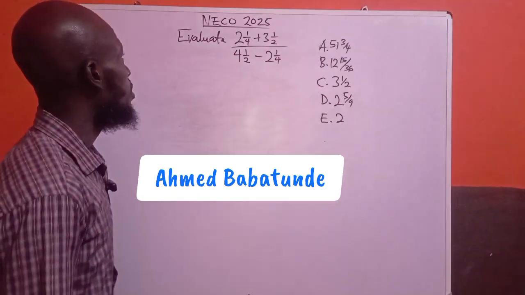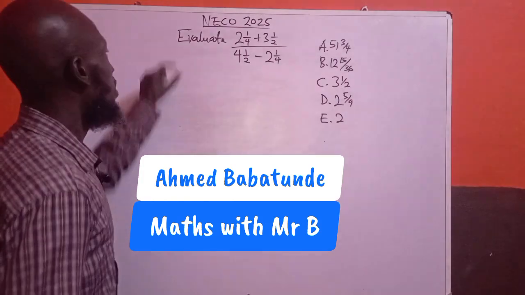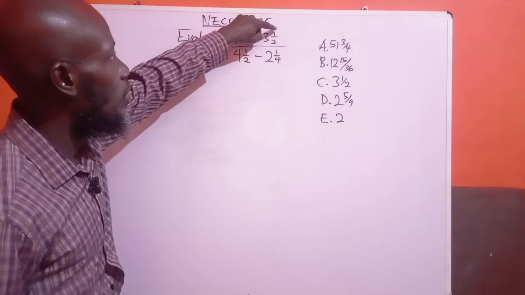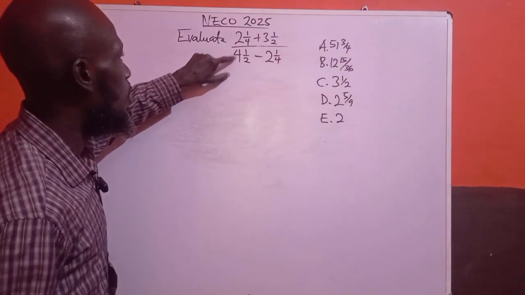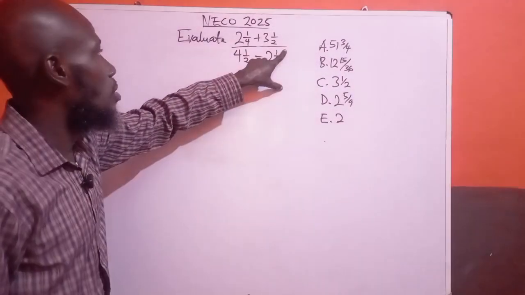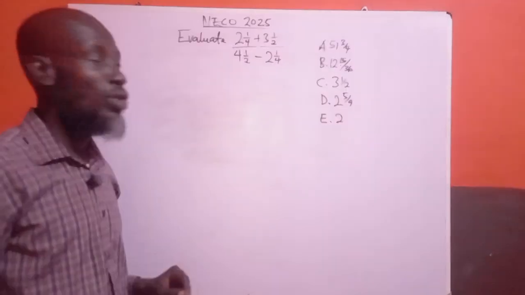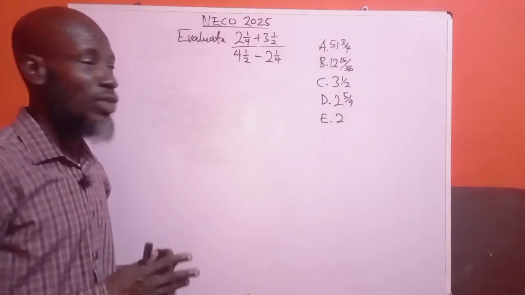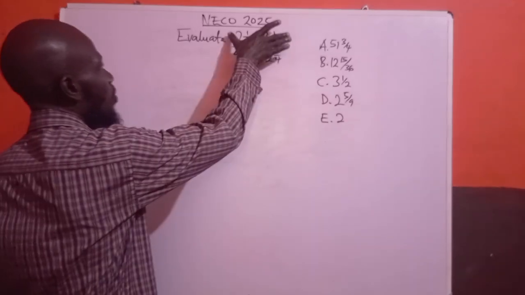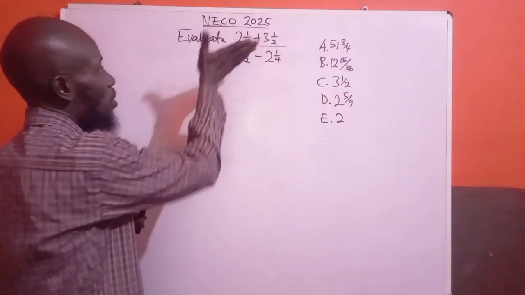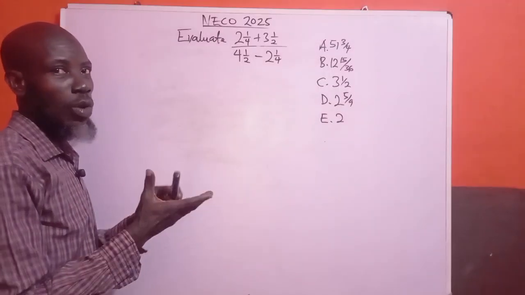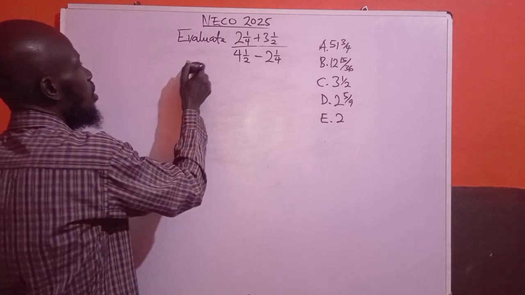Let's look at this NECO question 2025. Evaluate 2 whole number 1 over 4 plus 3 whole number 1 over 2, all over 4 whole number 1 over 2 minus 2 whole number 1 over 4. So to solve this question, this is a question from fractions. It's very simple. We try to simplify the fractions above the line and then the one below the line, then combine them together. So let's see, we have the solution.